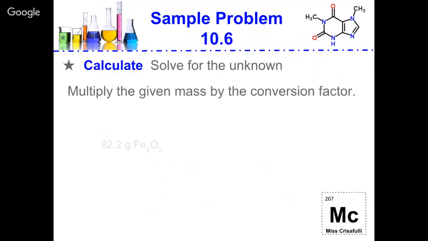So now we're going to multiply the mass given by the conversion factor. So here we go. 92.2 grams of iron 3 oxide. Here's our conversion factor. Grams cancel. Don't you dare touch that calculator. Make sure your units cancel because you'll be wasting time. Now you can touch your calculator because grams cancel and we're left with moles, which is what we're solving for.